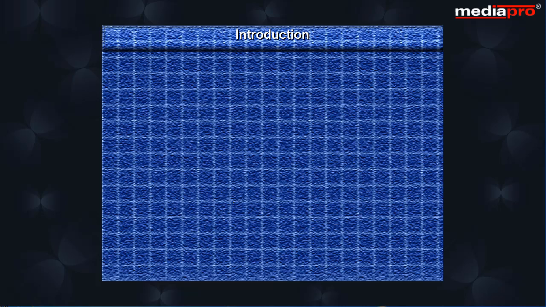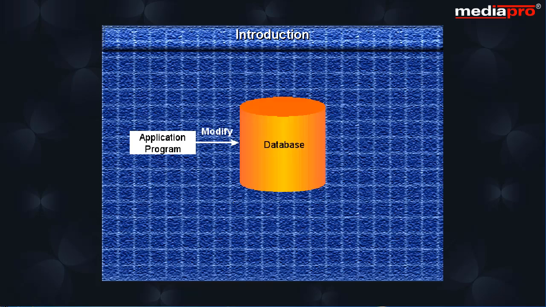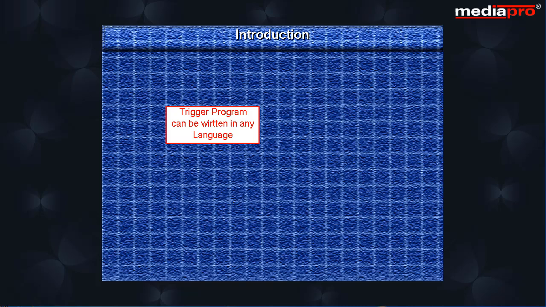This chapter looks at database triggers. Whenever an application program attempts to make changes to a database file, DB2400 can automatically call a trigger program. The application program could be performing either an insert, update, or delete operation on the database file. A trigger program on the AS400 is written and compiled just like any other program.